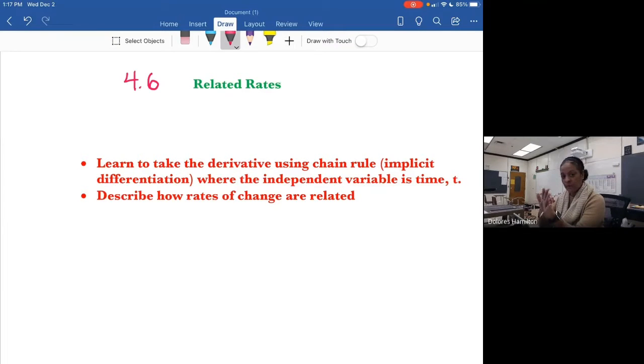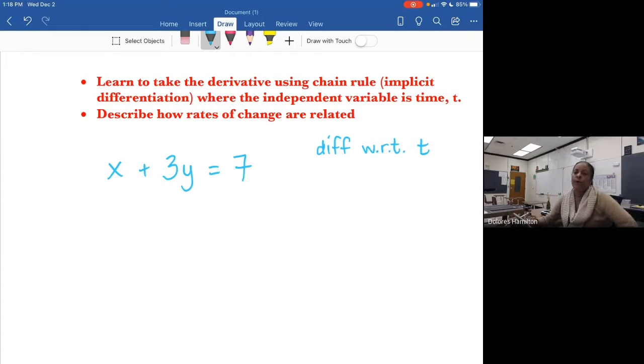Before we jump into the related rates problems, let's just take a slow, friendly example. So let's say that we were given this equation, x plus 3y equals 7, and we want to differentiate it with respect to time, meaning time is going to be the independent variable that we're working with here. So that means, folks, that we want to implicitly derive every variable that isn't t. So we have to implicitly derive x with respect to t and y with respect to t. And if we did that, our equation would look like this.